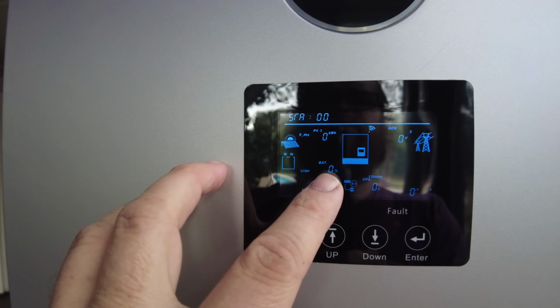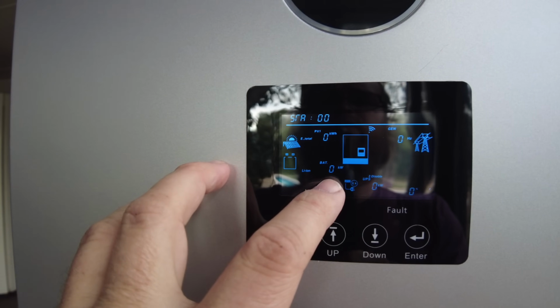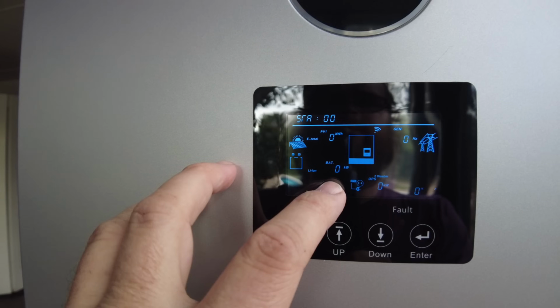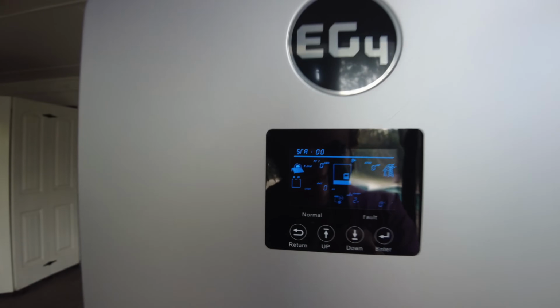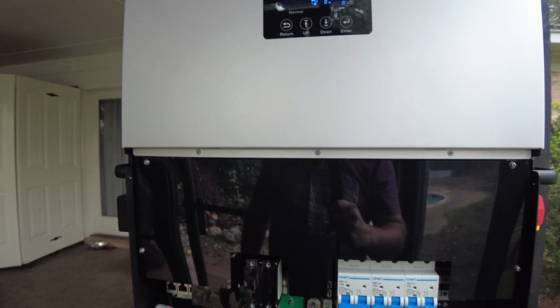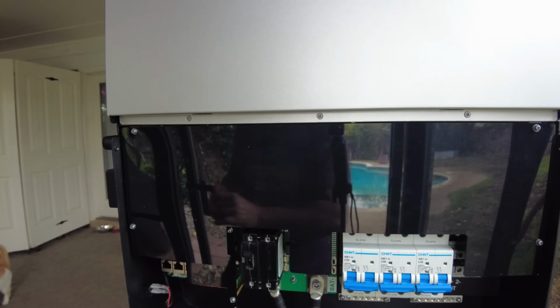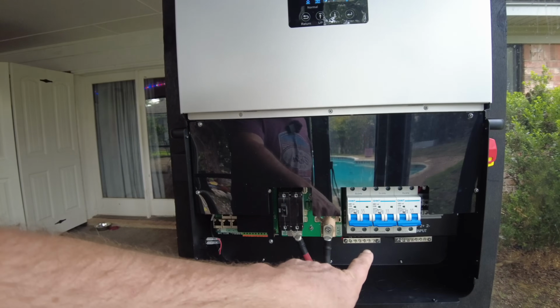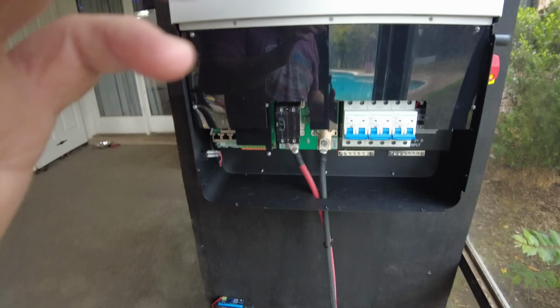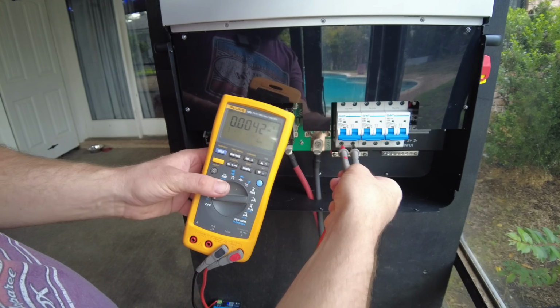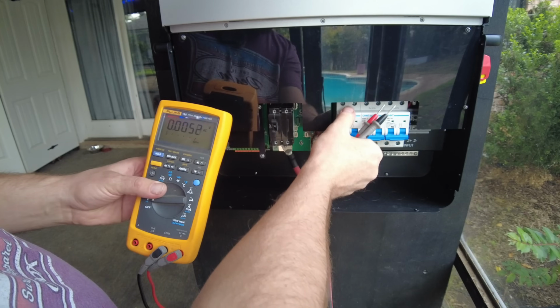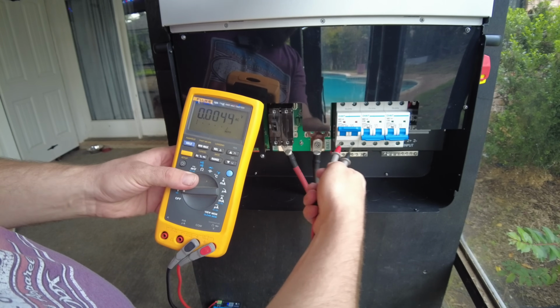Interesting, I think we're showing 0 volts from the battery. I wonder if this is set up to communicate with the battery by default, because we don't have battery communications at this moment. Let's check our AC output and see if we're getting anything. I'm not seeing anything. Which way is on?